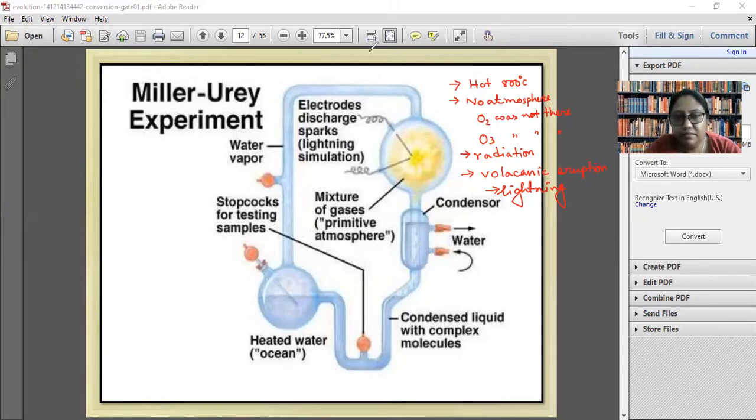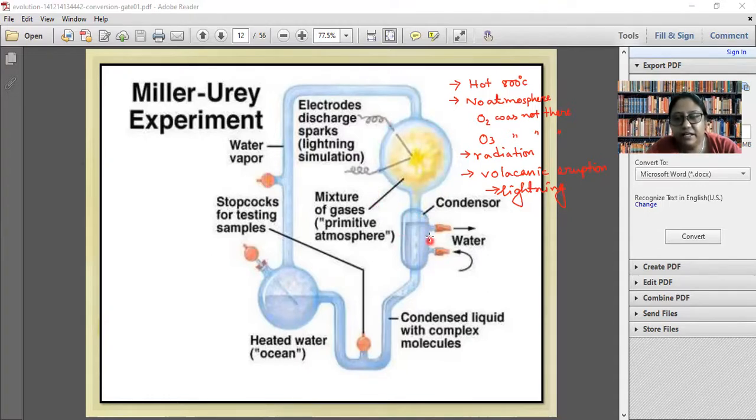created a system, the one visible over here. In that, they took heated water having similar composition to the ocean water. I told you that when Earth started to cool down, all material were washed out and they were gathered at the ocean only. So this heated water gets evaporated and water vapor is coming up. In this bulb, they added electrodes which were connected to high voltage electricity to create the lightning simulation.